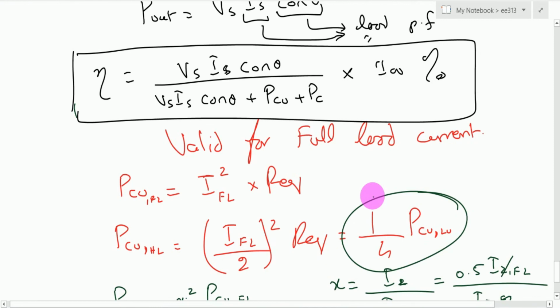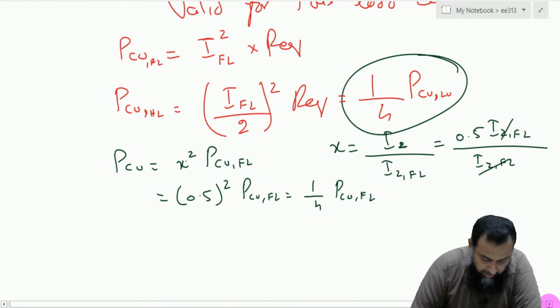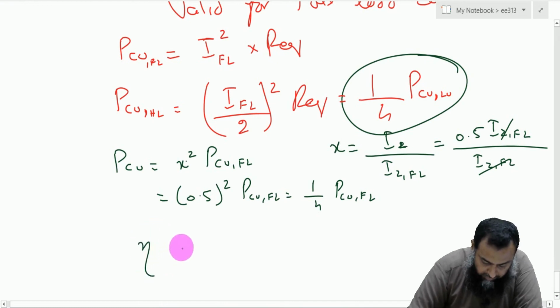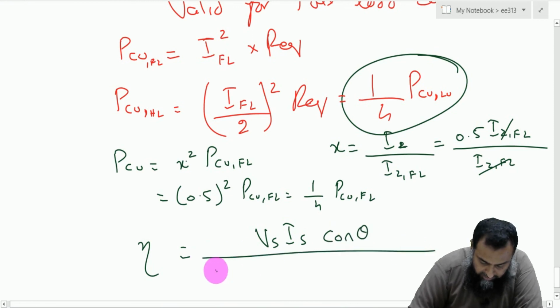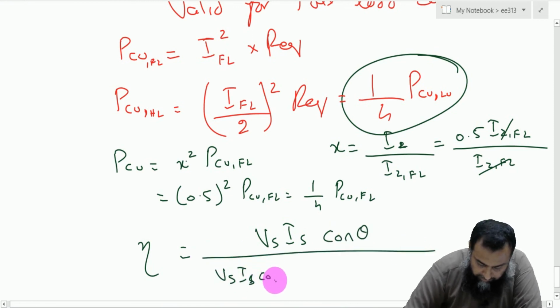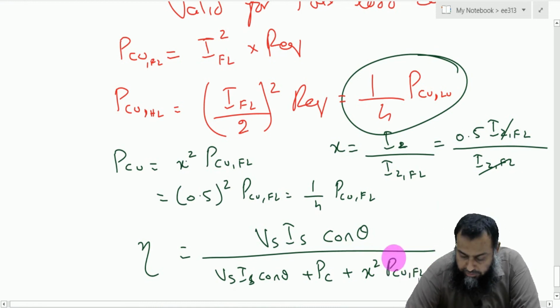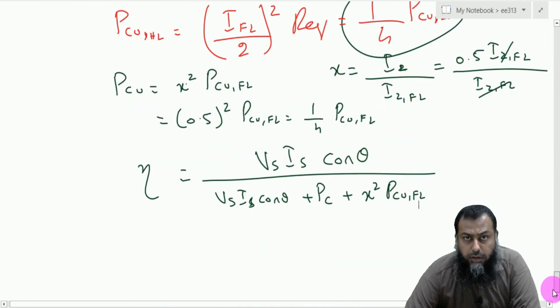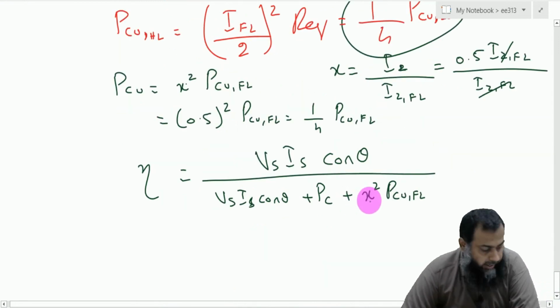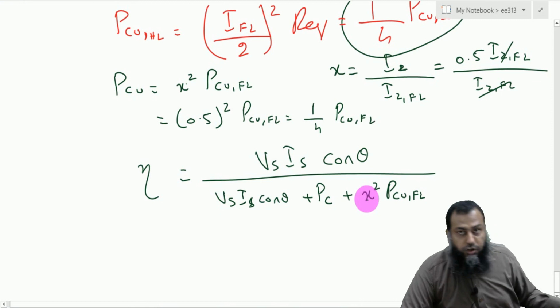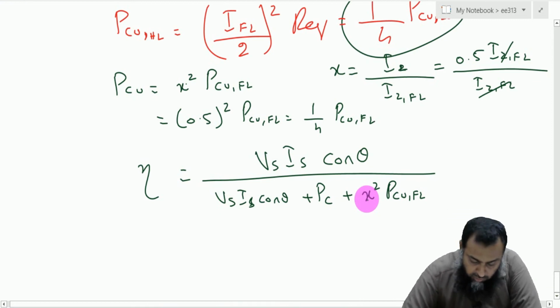This is what we have explained here. So if I want to incorporate that into the efficiency expression, then I have efficiency equals to VS IS cosine theta divided by VS IS cosine theta plus P core losses plus X square P copper full load. So this X square defines the per unit loading.